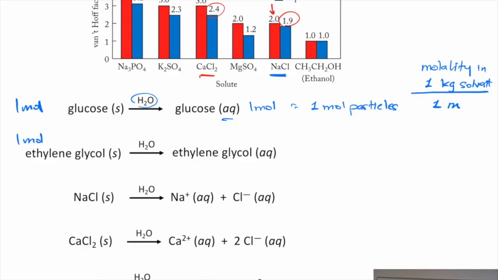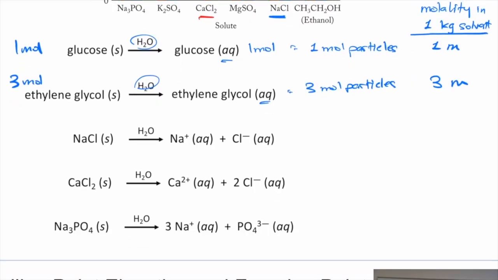Actually here, let's make it a little more challenging. Let's give you 3 moles. 3 moles of ethylene glycol in H2O. In aqueous solution, it dissolves, but it gives you 3 moles of particles. In solution, it gives you a 3 molal solution. Okay? Now, that gets you going.